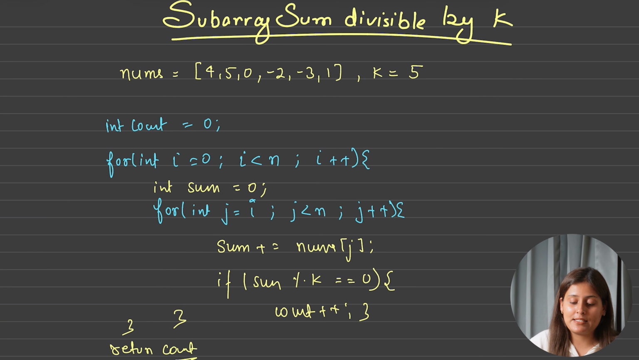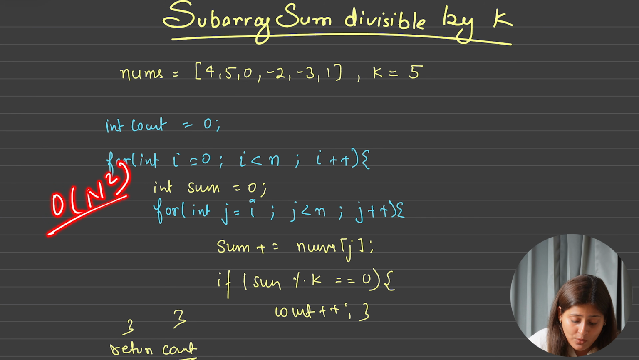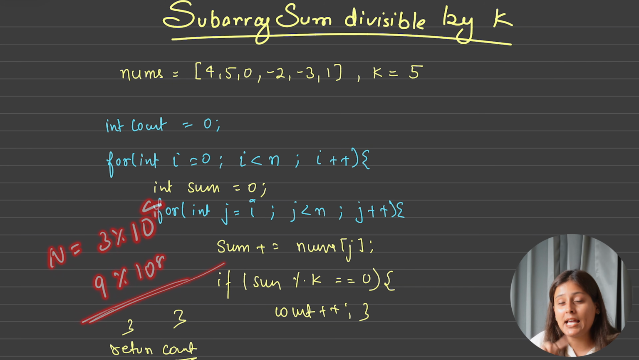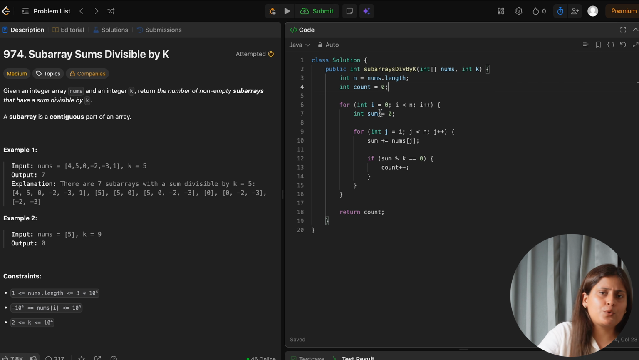But let's see the time complexity. Here we are using two nested for loops, and for every i running from 0 to n minus 1, we are running this j from i to last. So can I say for every i, j is running for nearly n minus 1, n minus 2 and so on. Hence the total time complexity will be O of n square. And you saw n was equal to 3 into 10 power 4. So n square will become 9 into 10 power 8, and this code will give you TLE, and hence you need to optimize this. So let's submit this brute force code first.